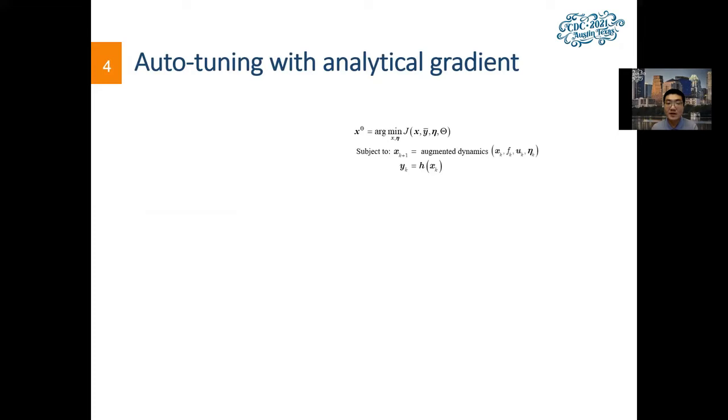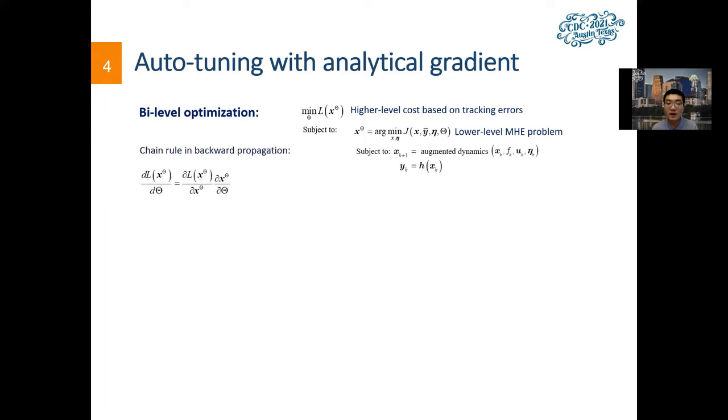For tuning MHE by gradient descent, we first need to solve the MHE problem to obtain the estimate trajectory with the given parameter. Then, we optimize the parameter by minimizing the tracking error-based loss function subject to the MHE estimate trajectory. So this hierarchical architecture shows that tuning MHE by gradient descent is a bilevel optimization problem. In the higher level optimization, we need to calculate the gradient of the higher level loss function with respect to the theta in backward propagation.